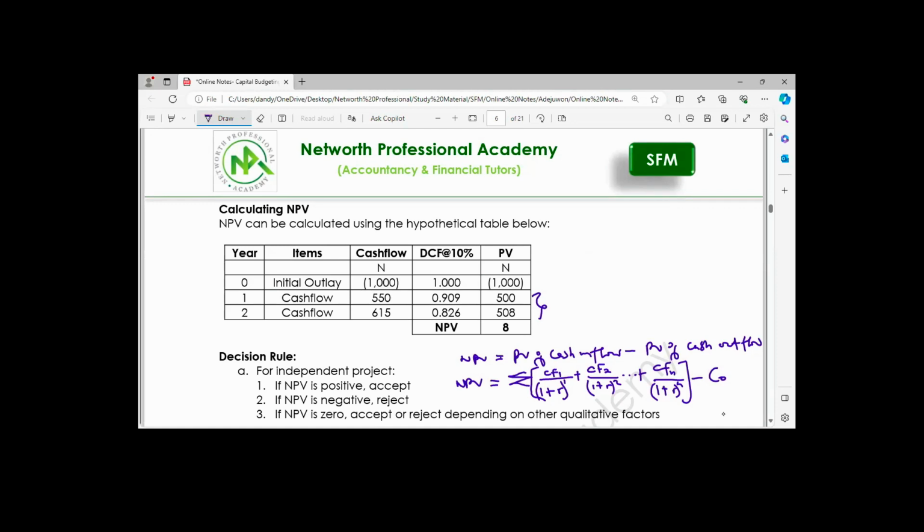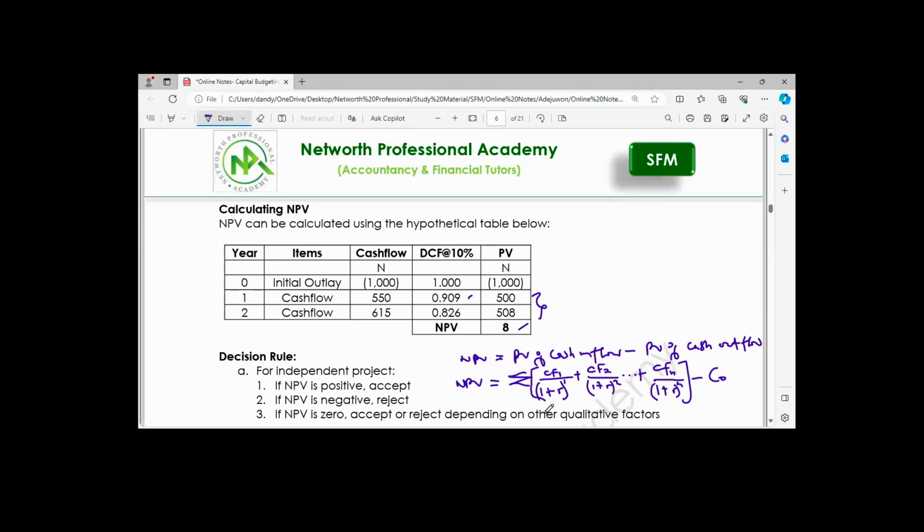From this hypothetical table, you will see that the cost of capital of the company is 10%. We are told that this project will generate 550 naira in the first year. The project will also generate 615 in the second year. Therefore, I need to go and calculate the discount factor of the first year at 10%, which gave us 0.909. Year 2, 0.826. When you multiply, you get your PV. You add up the present value of cash inflow, which is 1,008, then minus 1,000. That's how we got the 8 we are seeing there.